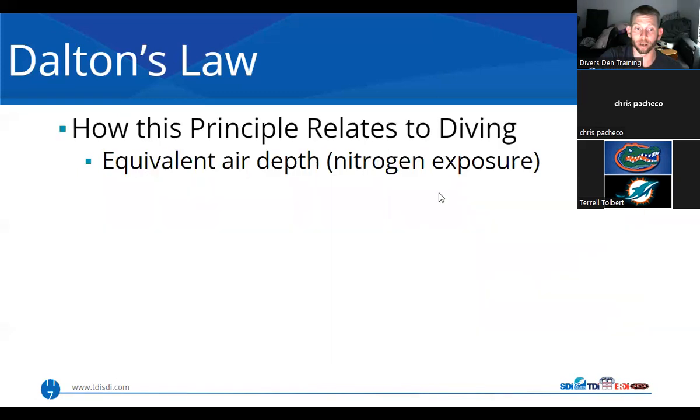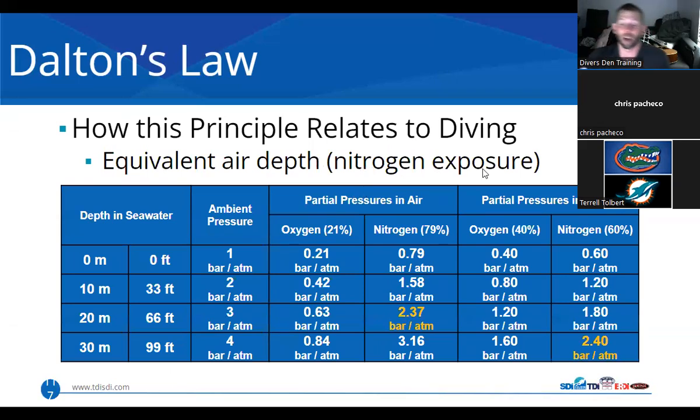I'm going to show you an easier way to calculate equivalent air depth. So this is kind of cool. I demonstrated this to you before using the 0.2 and the 0.8, and it actually comes out to be the exact same number, showing you that diving with an 80% nitrogen mix at 66 feet is the same nitrogen exposure as diving to 99 feet with a 60% nitrogen mix. So that's where the equivalent air depths come from.